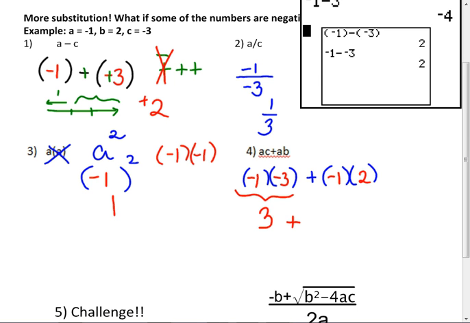It's the opposite of positive 2, it's a negative 2. What's 3 plus a negative 2? 1. Yeah.